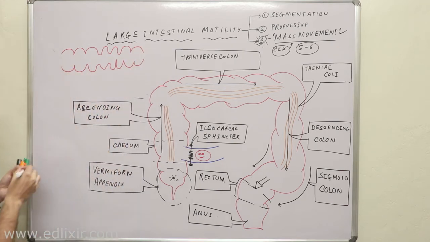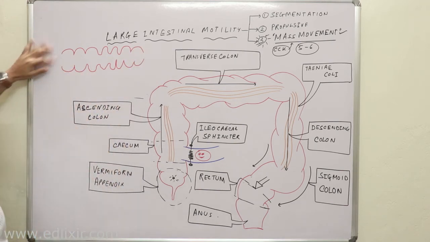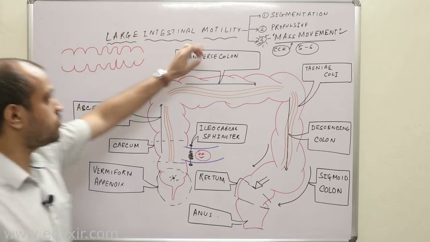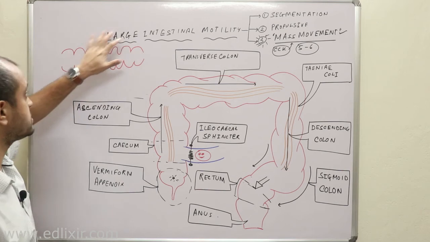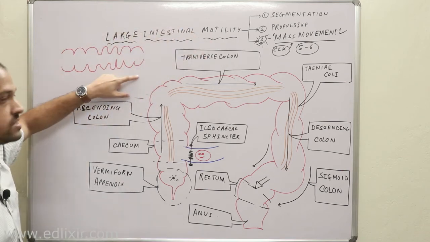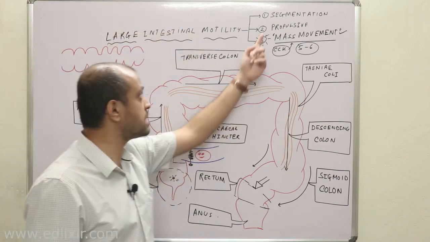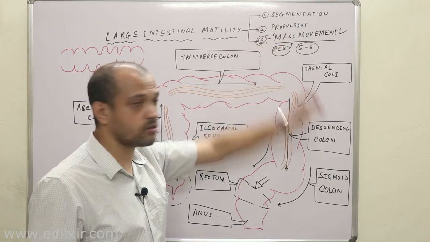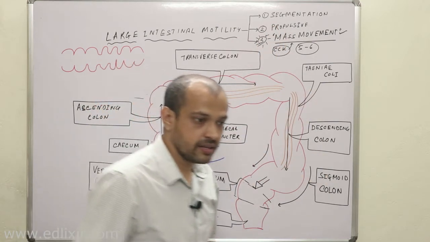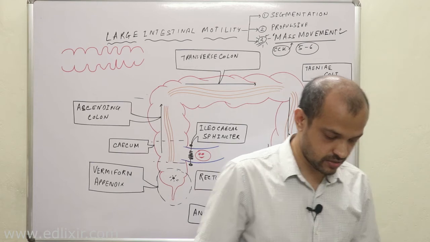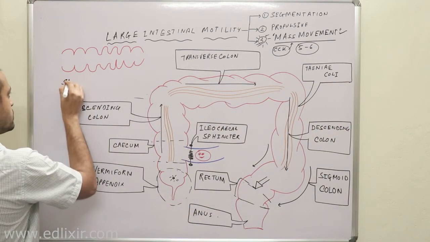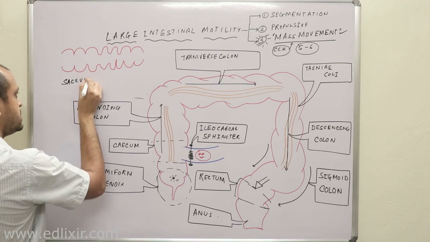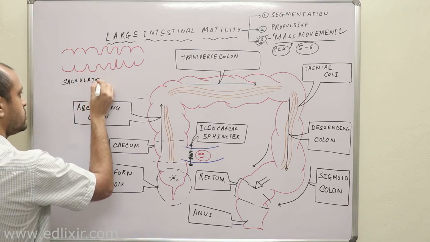Clear? Now, in large intestinal motility, these types of movements can be seen. They are not at all segmental movements, they are not propulsive, they are not mass movements. But they are actually saculations. Okay?